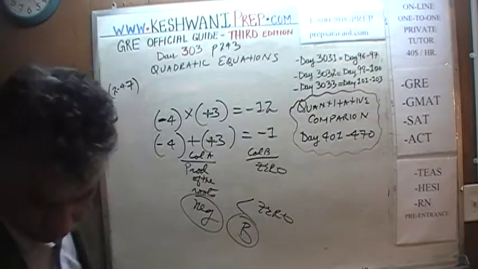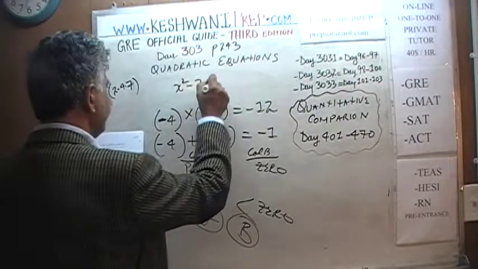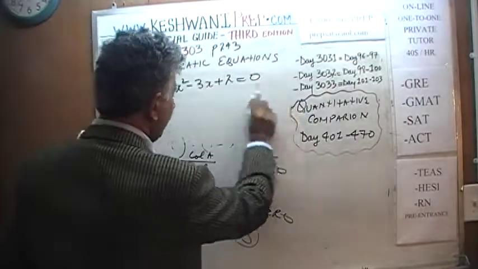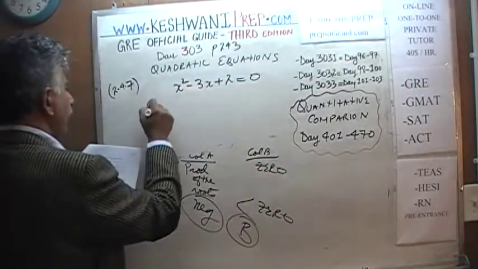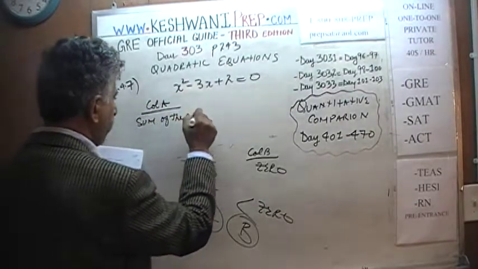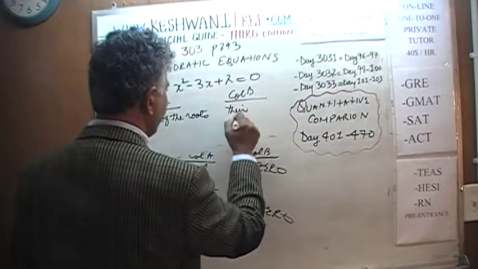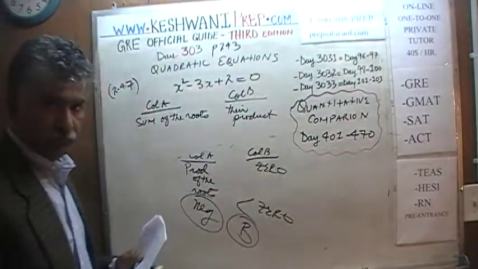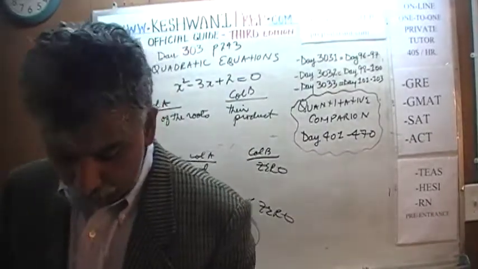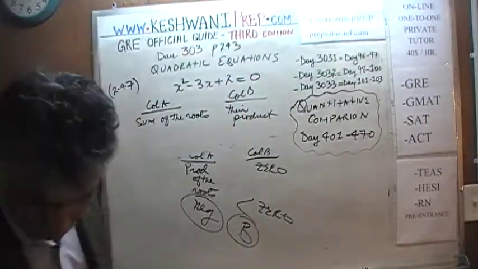2.4.7, we are given the equation x squared minus 3x plus 2 is equal to 0, and we are told to compare column A, the sum of the roots, versus column B, their product, the product of the roots. And here we have no choice but to figure out exactly what the roots are, because we need to find out their sum and their product so we can compare them. Let's get going, shall we?